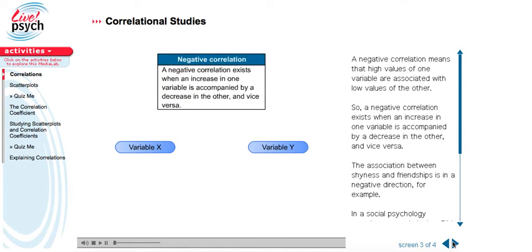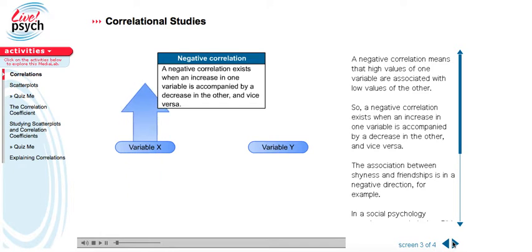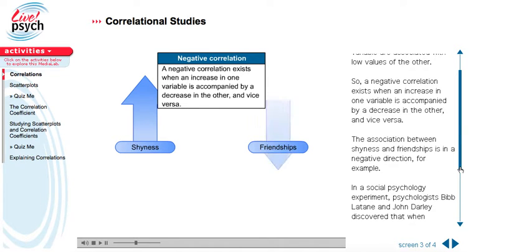A negative correlation means that high values of one variable are associated with low values of the other. So, a negative correlation exists when an increase in one variable is accompanied by a decrease in the other, and vice versa. The association between shyness and friendships is in a negative direction, for example.